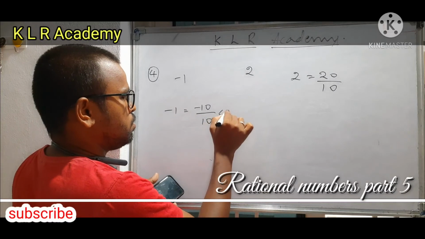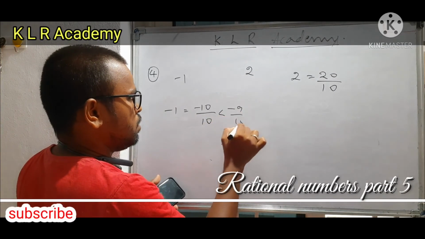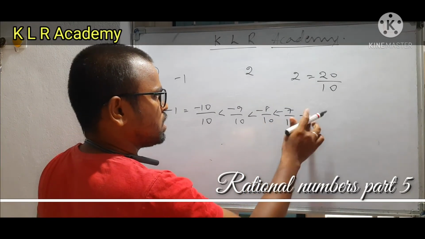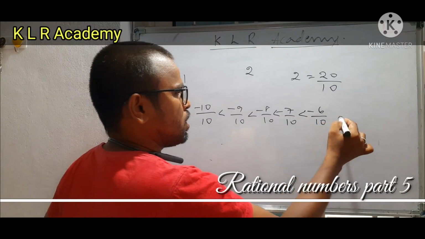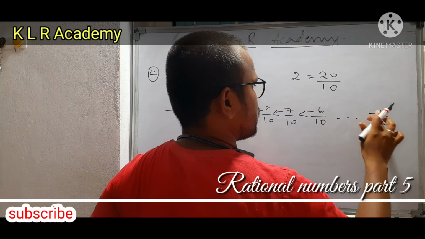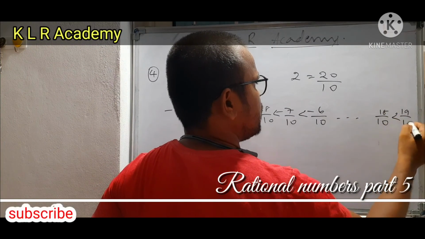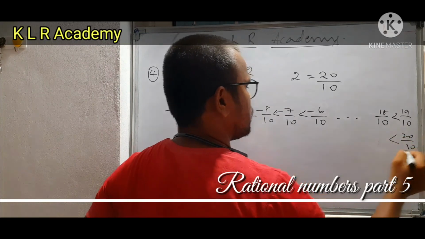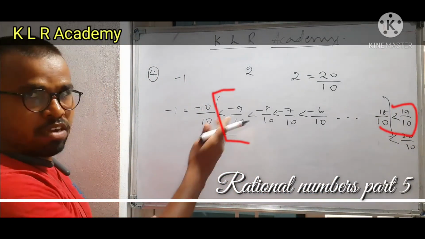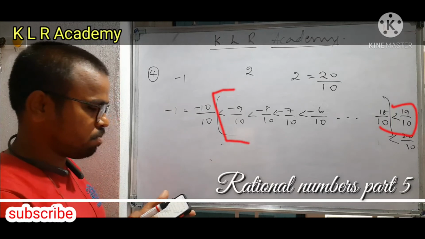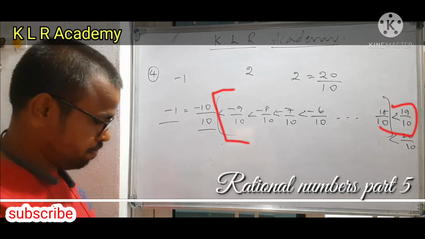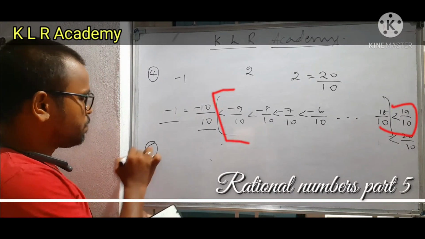Okay, minus 10 by 10 is less than minus 9 by 10, minus 8 by 10, minus 7 by 10, minus 6 by 10, okay, and so on. Minus 18 by 10, plus 18 by 10, 19 by 10, less than 20 by 10. So you can choose any numbers between these two. Any 12 numbers between that range. Okay, those are the rational numbers between minus 1 and 2. The whole simple concept is what? Finding equivalent fractions.